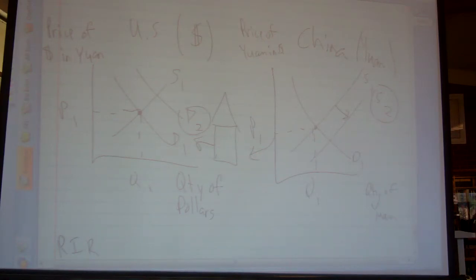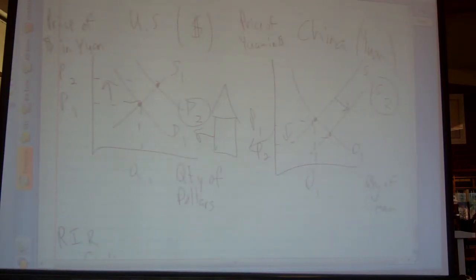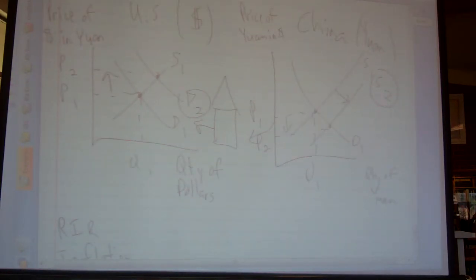And that means then that what is going to happen to the value of the Chinese currency? It's going to decrease or depreciate. What's going to happen to the value or the price of the dollar? It's going to increase or appreciate. And so as long as you know which way money is flowing, you can always figure out what's going to happen to the value of the currencies, right?